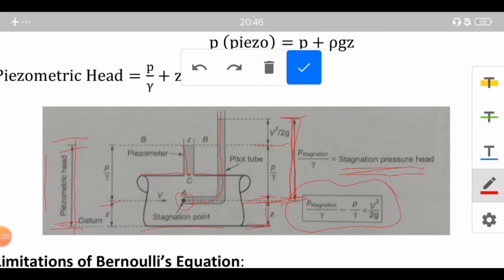So you can notice one thing, the piezometric head is therefore the sum of P upon gamma plus Z, and similarly the stagnation head is the sum of V square upon 2g plus P upon gamma. So the remaining part is due to the velocity head of the liquid, and this is the V square upon 2g.